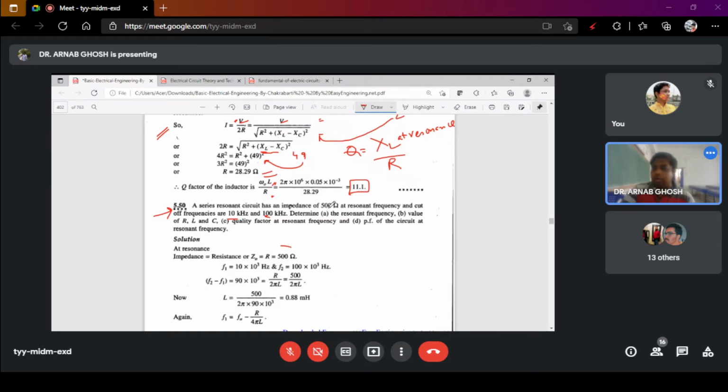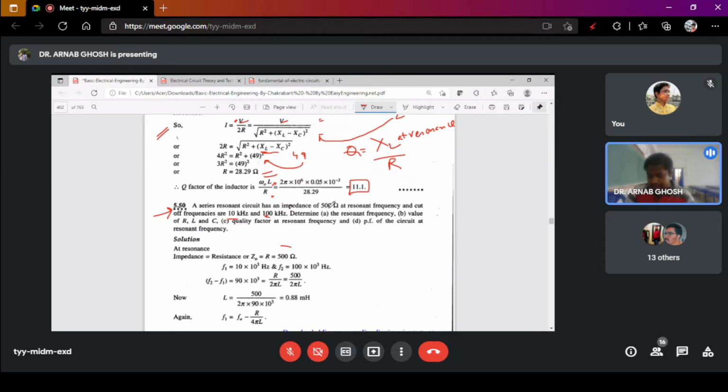You have been given that the impedance is 500 ohm, and you have been given F1 as 10 kilohertz, F2 as 100 kilohertz. Okay, so from this you can calculate bandwidth. So what will be bandwidth? F2 minus F1. And what is the formula of bandwidth? This is equal to R by 2 pi L, right? So from this you do this problem. Please try on your own, or else I will show the problem.